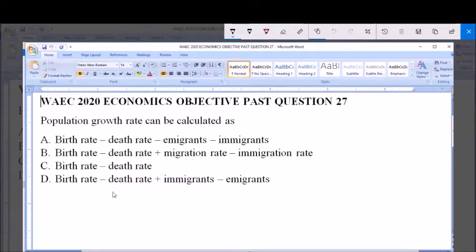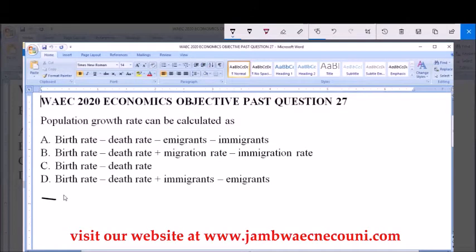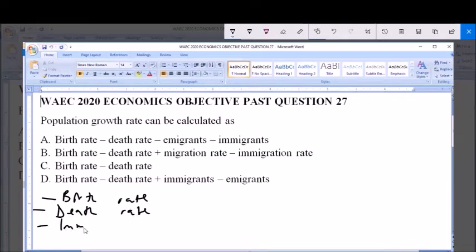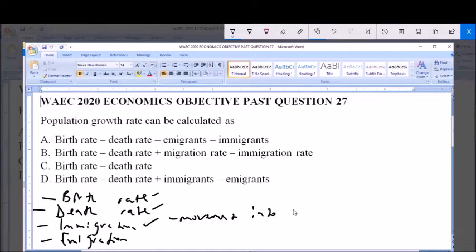Now, population growth rate is dependent on four factors: birth rate, death rate, immigration, and emigration. Birth rate has to do with the rate at which individuals are born. Death rate is the rate at which individuals die. Immigration is the movement of people into the country, and emigration is movement out of the country.